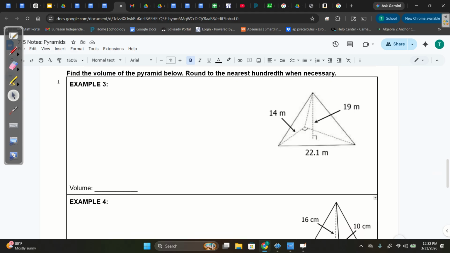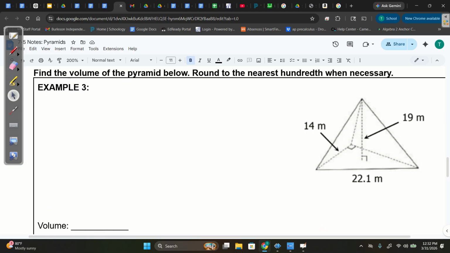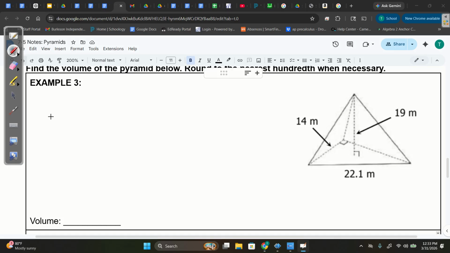Now we're moving into volume. The volume formula was the area of the base times the height divided by 3. So I only have 2 variables here, area of the base and the height. The height of my prism is right here, 19.